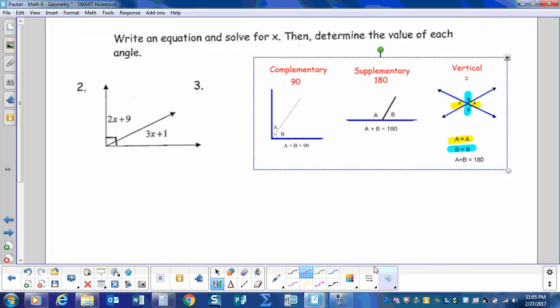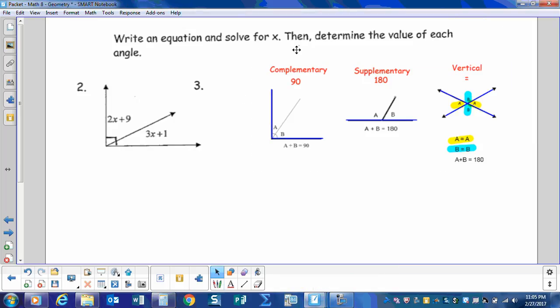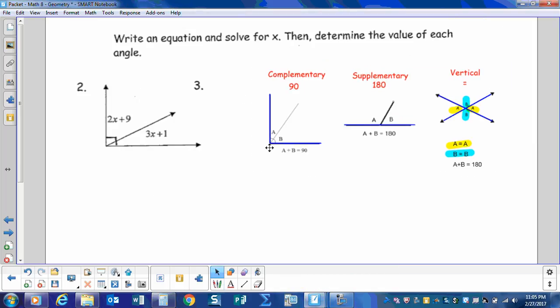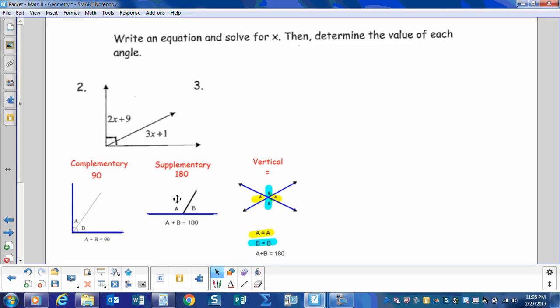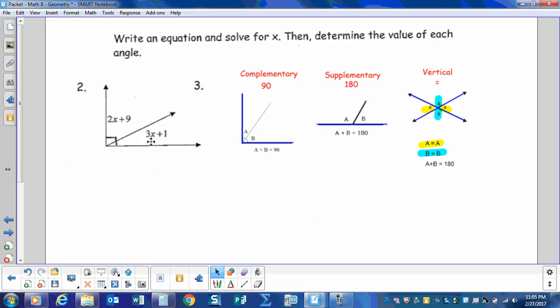All right, our next example, we're going to write an equation and solve for x and then determine the value of each angle. So step number 1 is to determine what type of angles these are. Are they complementary? Are they supplementary? Or are they vertical? Well, they form a corner. They've got a right angle here, so they're complementary. So these two angles together are complementary, so they equal 90 degrees.